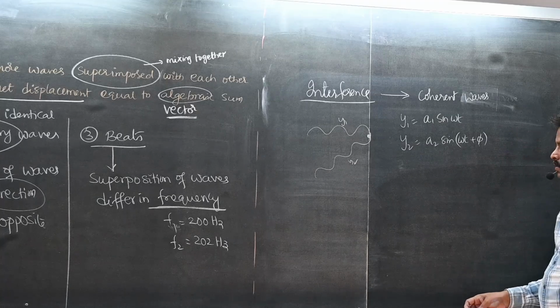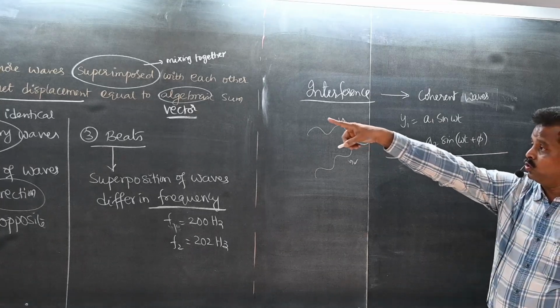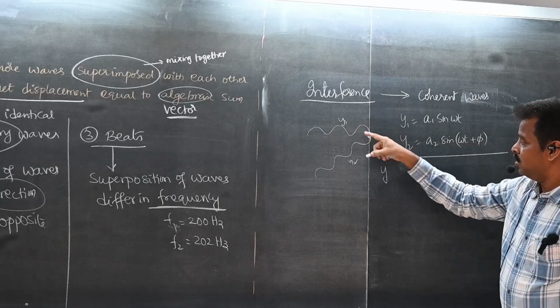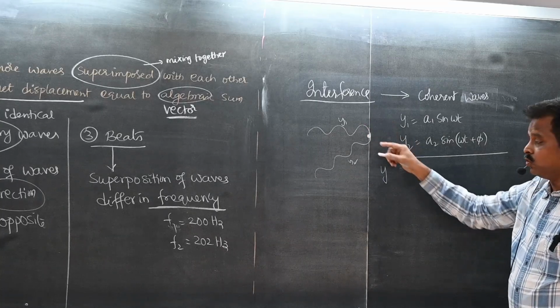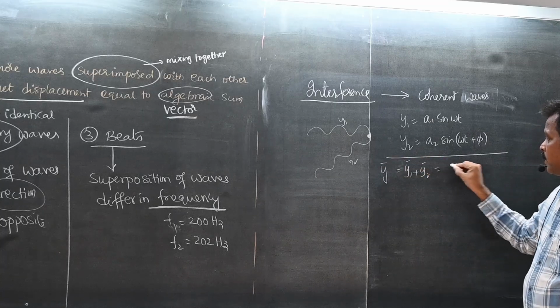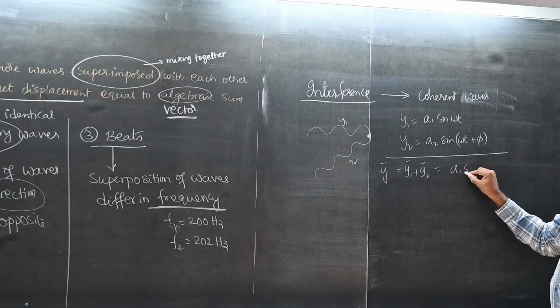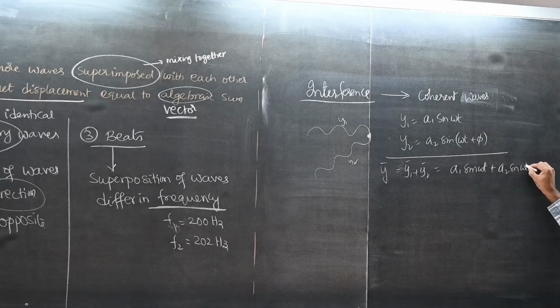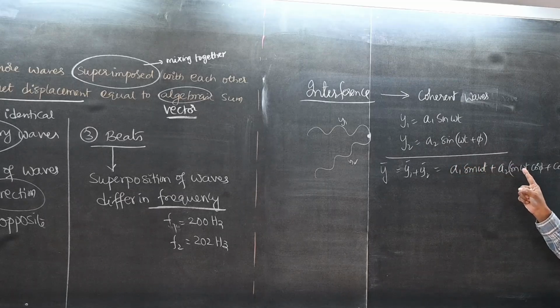There is a phase change. Now, according to the law of superposition, what is the net displacement of this particle due to the effect of these two waves? Tell me. y1 plus y2. So what can you write? a1 sin omega t plus a2 sin omega t cos phi plus cos omega t sin phi. How did we get this formula? Sin a plus b is sin a cos b plus cos a sin b.